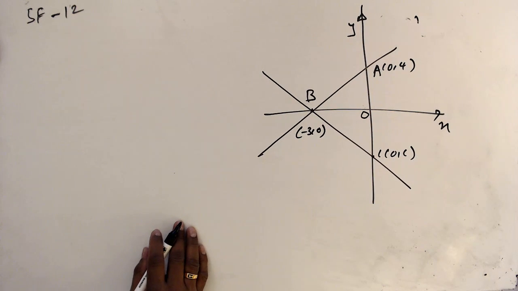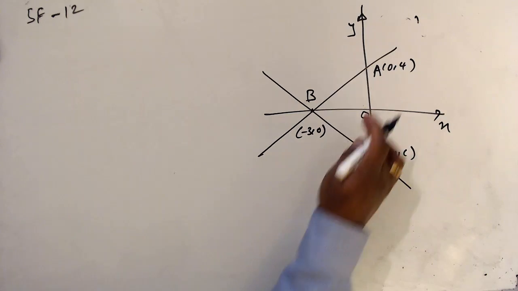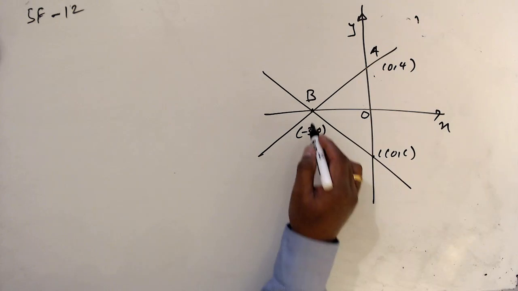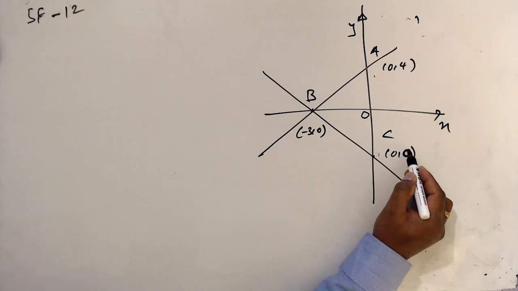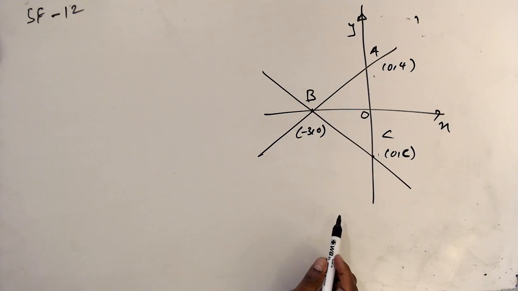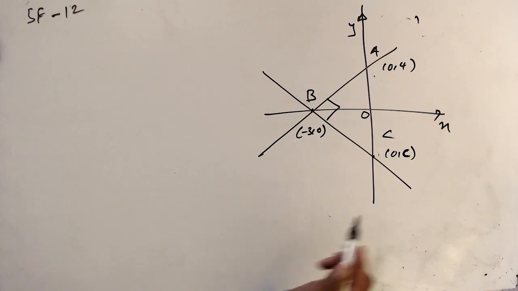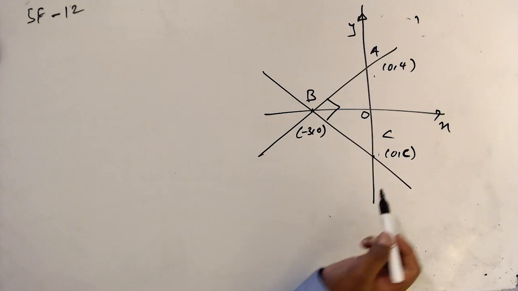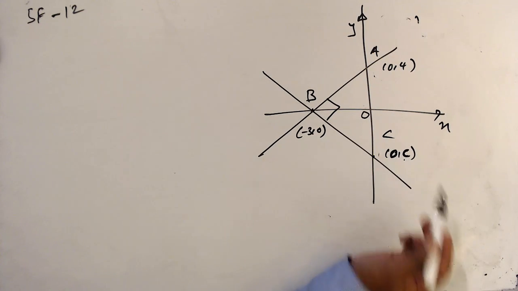Question number 12. This is the structure. This is point A. This is B. And this is point C, coordinate C. They are given that this is 90 degrees. We want to find point C, the coordinate of C. Basically, we know this is 0 and we need to find C.